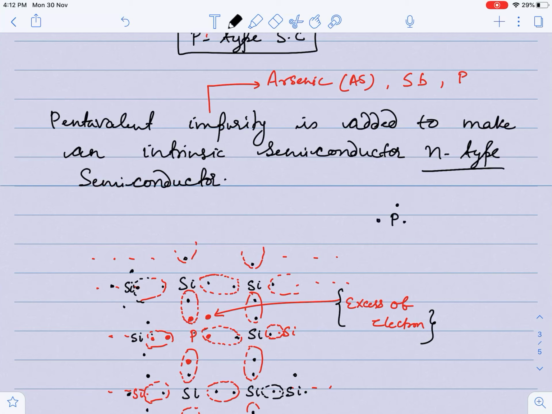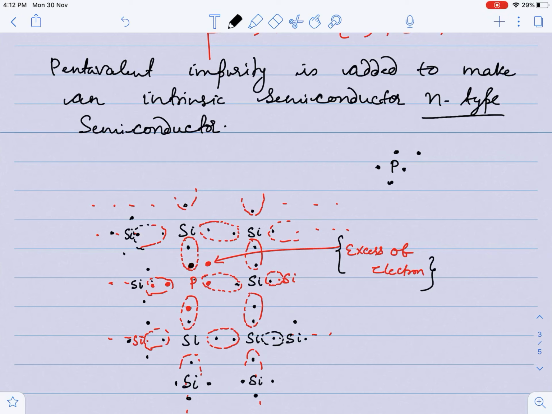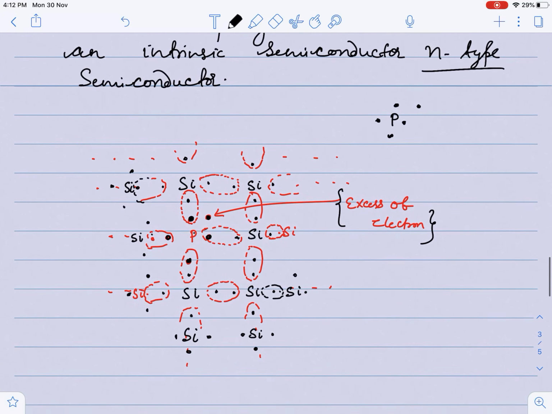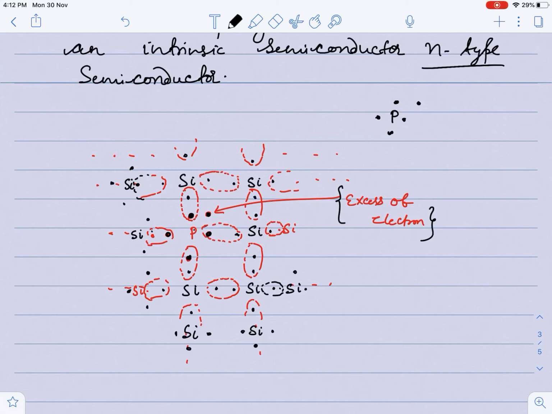So here what happens, guys, I'll take phosphorus. Phosphorus is a pentavalent compound. So pentavalent means the outermost orbit has 5 electrons. So these 4 electrons, look here, these 4 electrons can combine, but this excess electron cannot combine with any other silicon. So this excess electron makes it an N-type semiconductor, and here I can write that the number of electrons is greater than the number of holes. So the number of electrons is greater than the number of holes in N-type semiconductor.